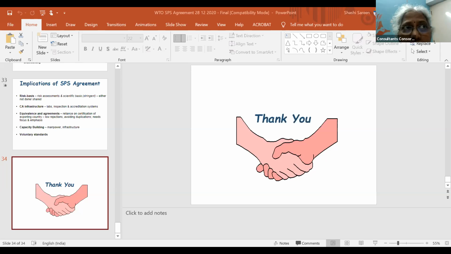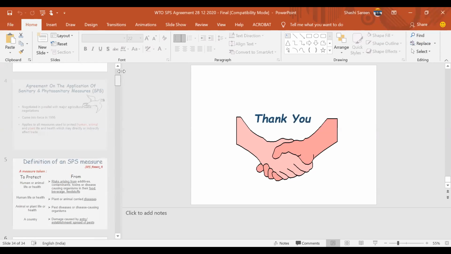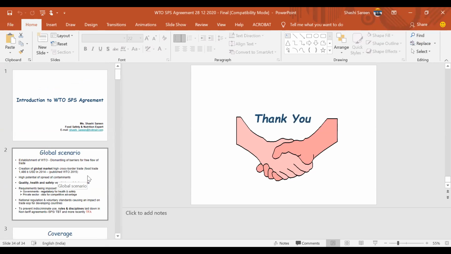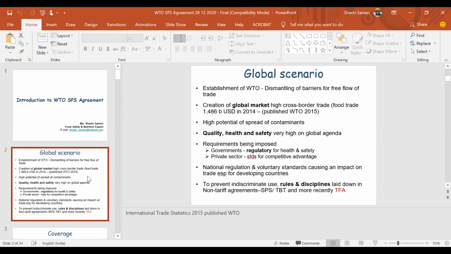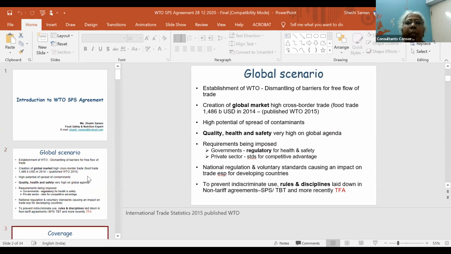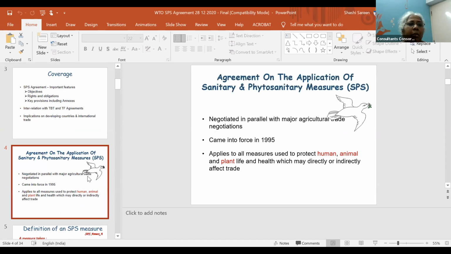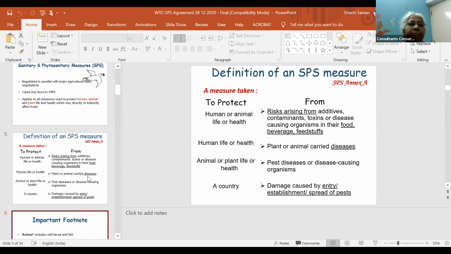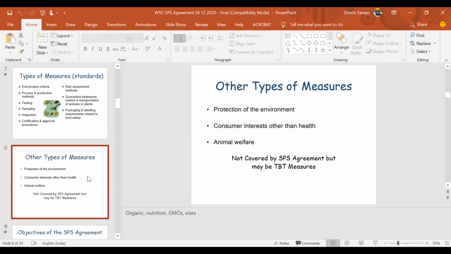Okay, but the first two slides, second or third slide, I don't remember, was talking about diseases that are being generated from animals also. Yeah, but which has an impact on the trade of food. So you're talking of measures which may directly or indirectly affect trade. Okay, I think this slide may be okay.